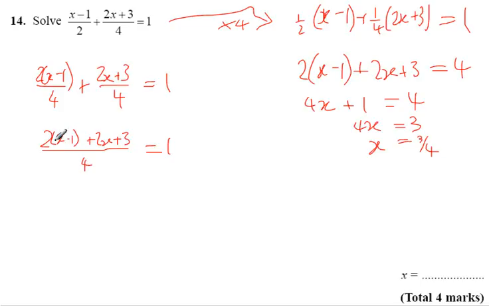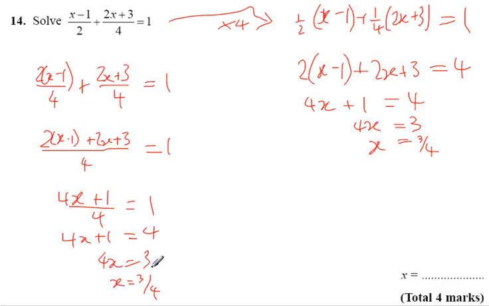We've got 2x minus 2 plus 2x plus 3, so we end up with the same thing, 4x plus 1 all over 4 equals 1, so 4x plus 1 equals 4, and we're at the same process we were at last time, 4x equals 3, and x equals 3 quarters. Either of those routes is valid. Go with the one that you're more comfortable with.